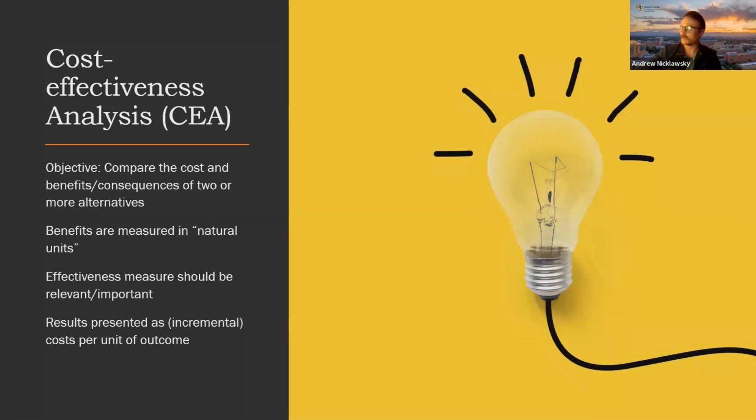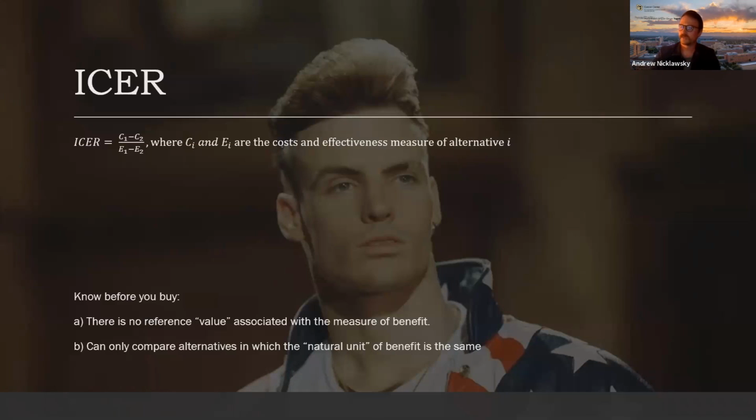So how do we represent this outcome? Well, we use something called the ICER, which is presented in this formula. It's essentially just the incremental cost over the incremental effect. So it represents the average incremental cost associated with one additional unit of the measure of effect.